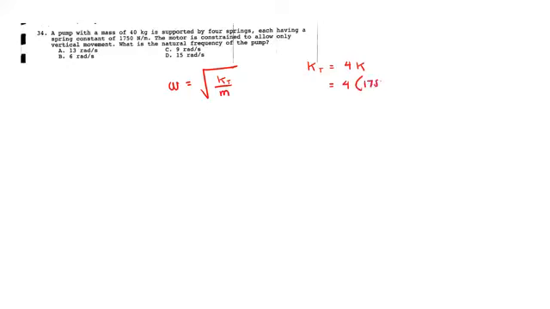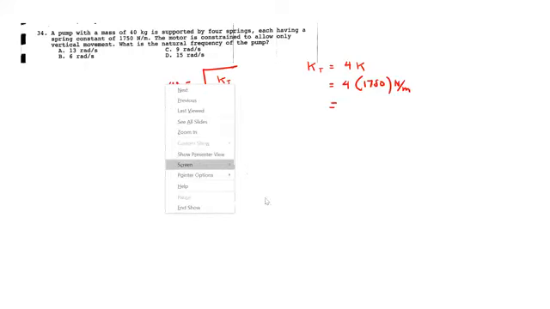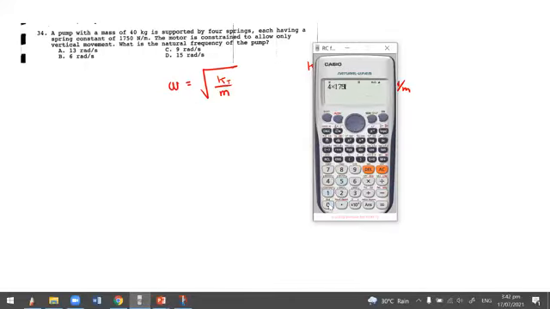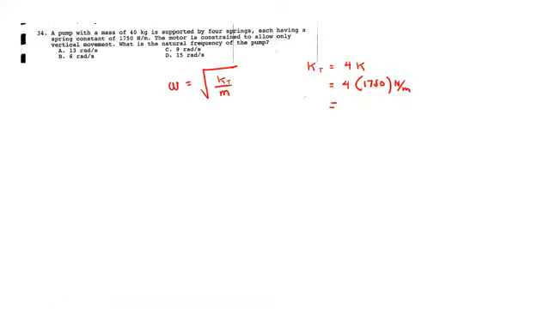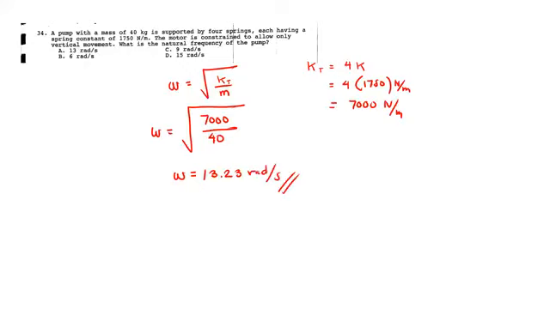So 4 times 1,750 Newton per meter is 7,000. So 7,000 Newton per meter. So W is equal to the square root of 7,000 divided by the mass of 40 kilograms. We get W here in radians per second: 13.23 radians per second. So the answer is letter A.